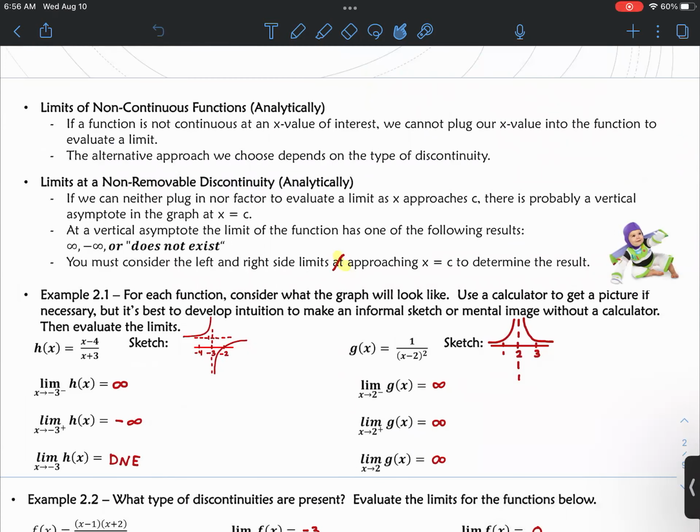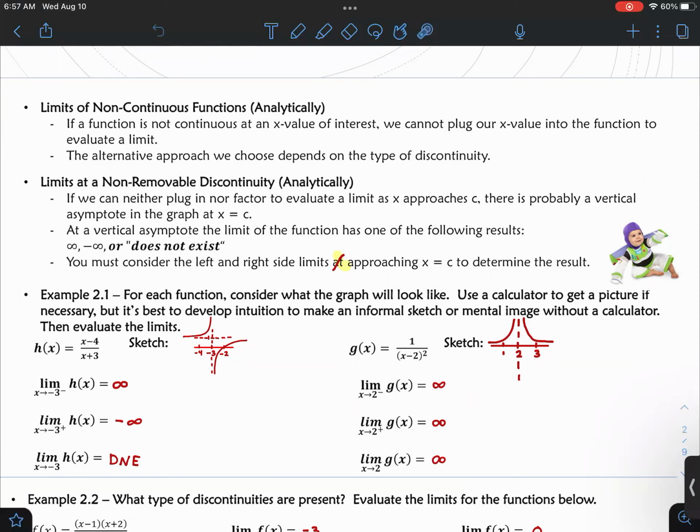All right, so last time we talked about evaluating limits. It's pretty easy to do analytically if you have a continuous function. We started talking about what to do if you have a non-continuous function. Specifically, we had said if you have a point discontinuity, you're going to do some factoring, and after factoring and canceling, you should be able to evaluate the limit similarly to continuous functions.